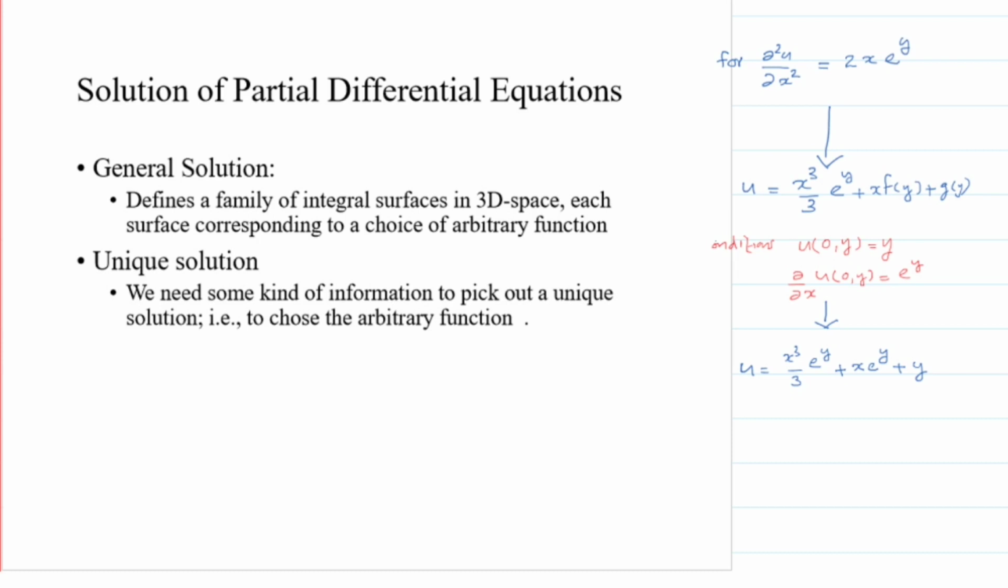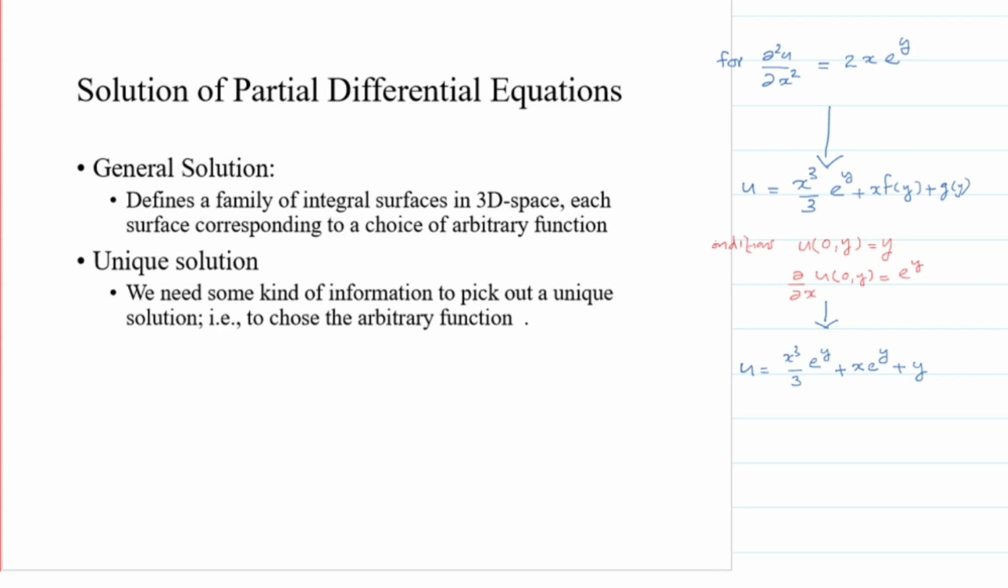To understand this better, let us see an example. In this example, del square u by del x square is equal to 2x into e raised to y. So we try to solve this equation and find the function u. The simplest way to do that is to integrate with respect to x two times. When you integrate once, you will be getting del u by del x, and then you integrate further, you will be getting u.